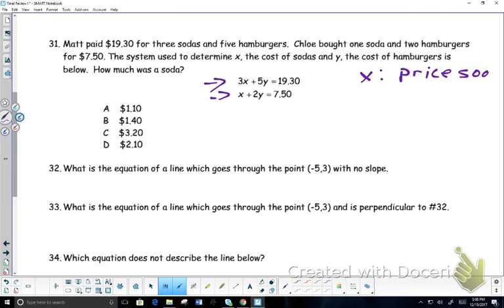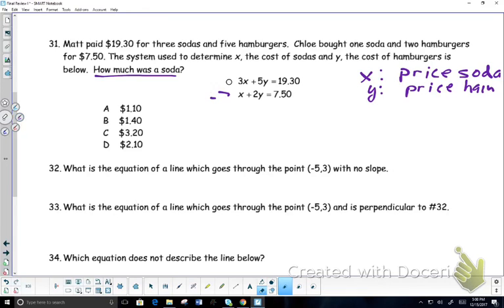And when they ask you to define variables, that's what I'm doing right now. I'm defining variables. Y is the price of a hamburger. Okay, so then we are supposed to determine how much is a soda? Well, if you look at it, this is set up for elimination. If we combined our x's, we would end up with 4x. If we combined our y's, we'd end up with 7y's. So that's not the best scenario. None of those end up being zeros.